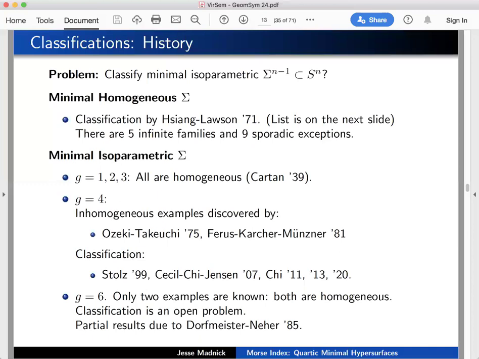There are partial results due to Dorfmeister and Nair. And my understanding is that, in the G equals 6 case, the only options are for the minimal isoparametric hypersurface to live in either the 7 sphere or the 13 sphere. And I believe that the only remaining case is the 13 sphere. So that's somehow the only thing that's left in terms of the classification.